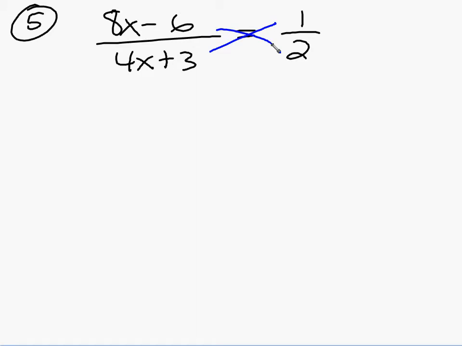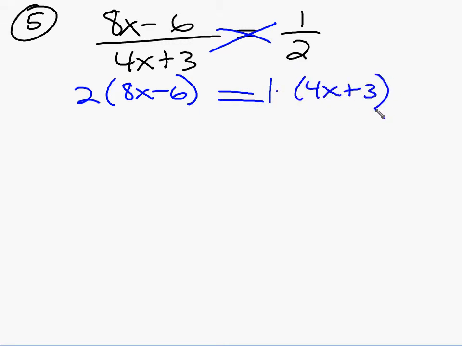Okay? Write a new equal sign. I'm going to have 2 times the quantity 8x minus 6, and I'm going to have 1 times the quantity 4x plus 3. Just a simple cross multiplication equation. So I'd have what? 16x minus 12 equals 4x plus 3. And I don't think I need to finish it from there. Okay? Finish normally.